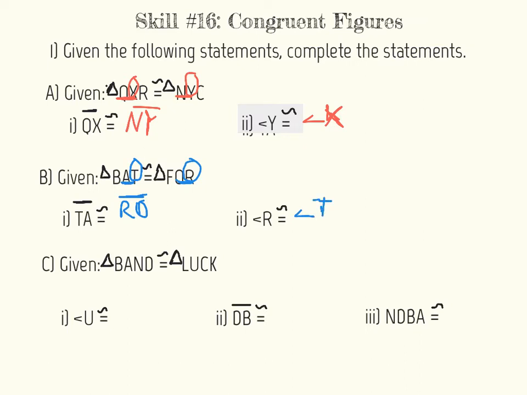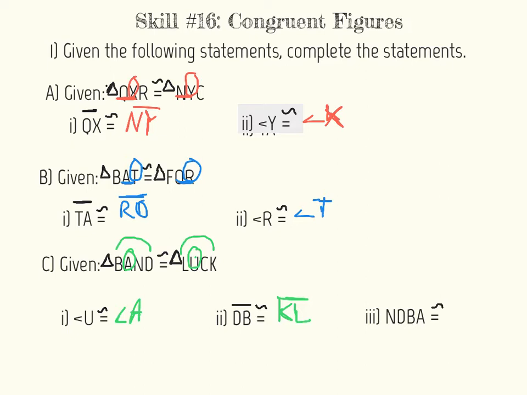Alright, and the next one, given the quadrilateral BAND is congruent to the quadrilateral LUCK, and the angle U is the second letter, so I'm looking at the second letter, which is A, so it's congruent to angle A. Segment DB, so the last letter, then the first letter, is KL segment.